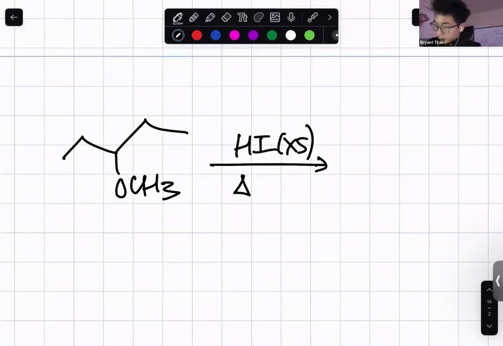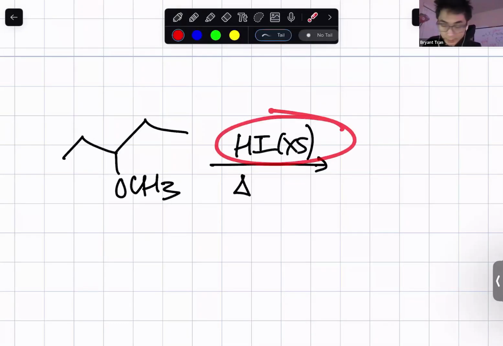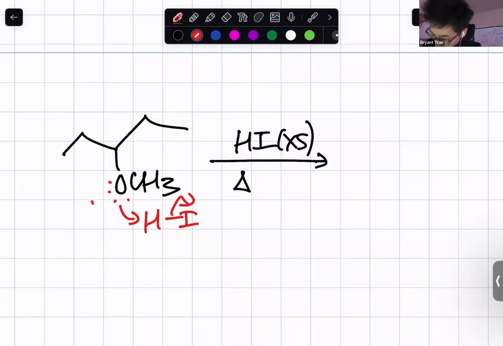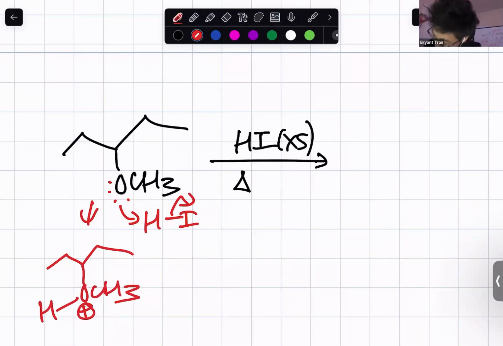Okay, so let's think about this mechanistically. We have a strong acid, HX, in excess amount. When we think about what we are going to protonate, we're going to protonate that oxygen there of the ether. Right, so we're going to grab that H, kick out the iodine, leaving group, and get this intermediate here. Right, where this oxygen here that got protonated gained a bond to hydrogen, giving it a positive charge.